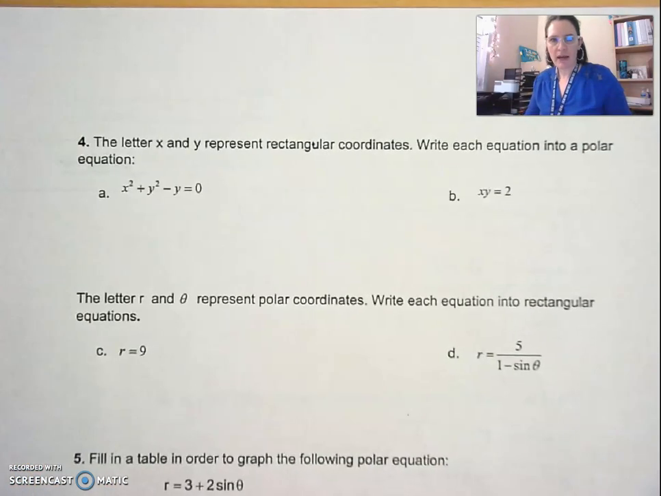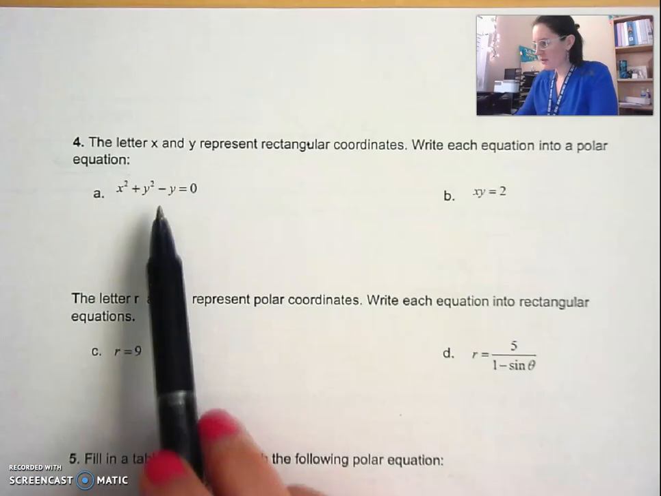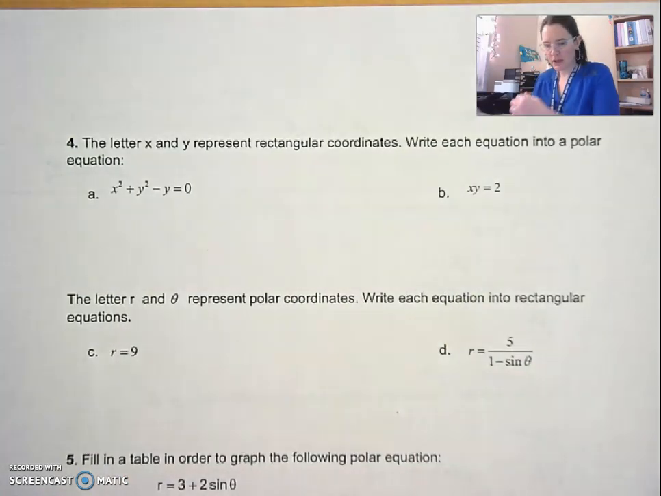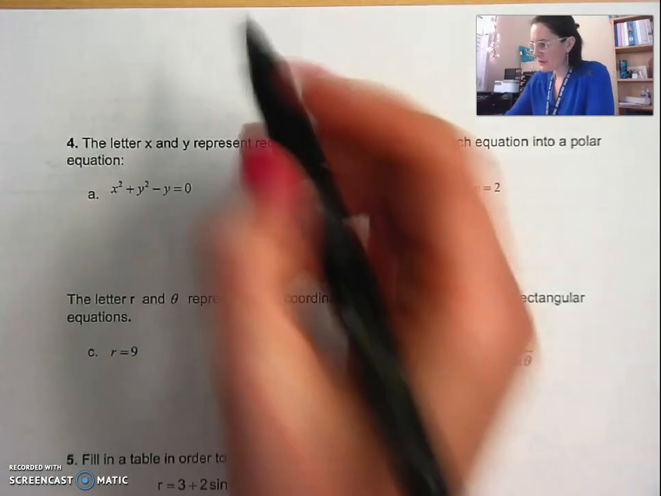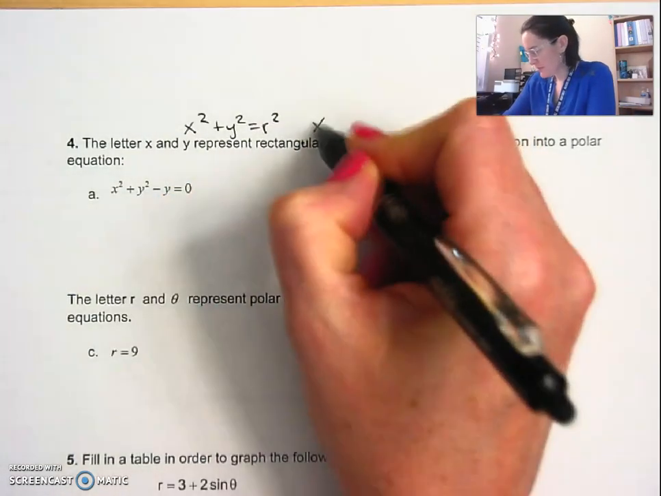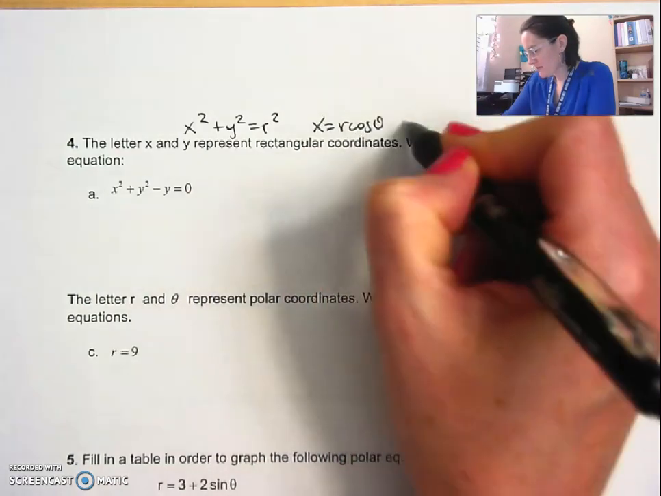So on the back, we are starting with rectangular equations, and we want to convert them to polar form. So just start substituting and see where you go. All right, so we're going to be using these formulas for subbing.